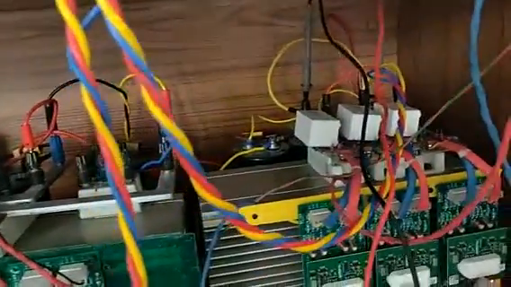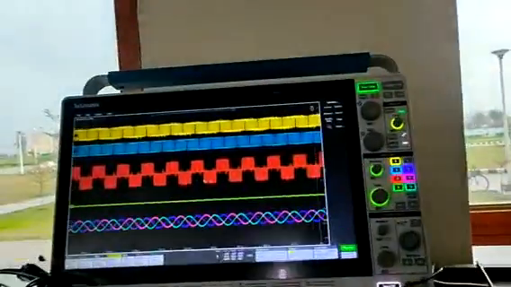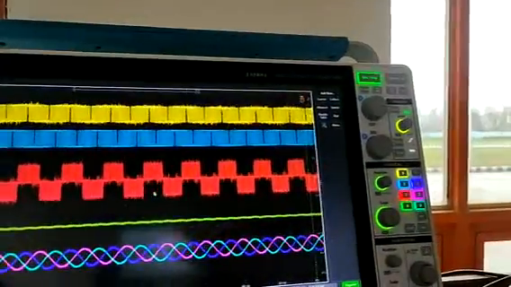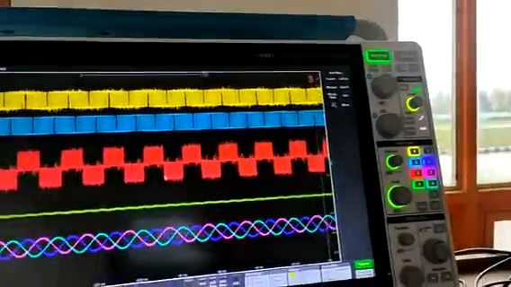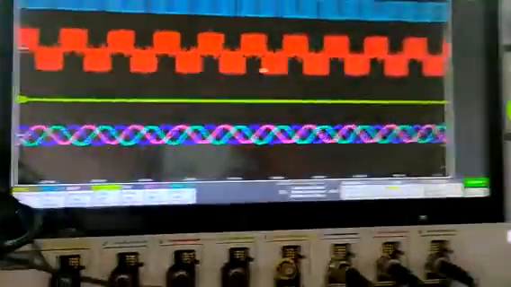This DC is actually coming from the solar emulator, and this DC is coming from the diode bridge rectifier. As you can see on the screen, the common mode voltage which is appearing between the midpoint of the capacitors is completely zero. As you can see, this is the fourth channel, the fourth P4, which is connected to the midpoint of the capacitors.